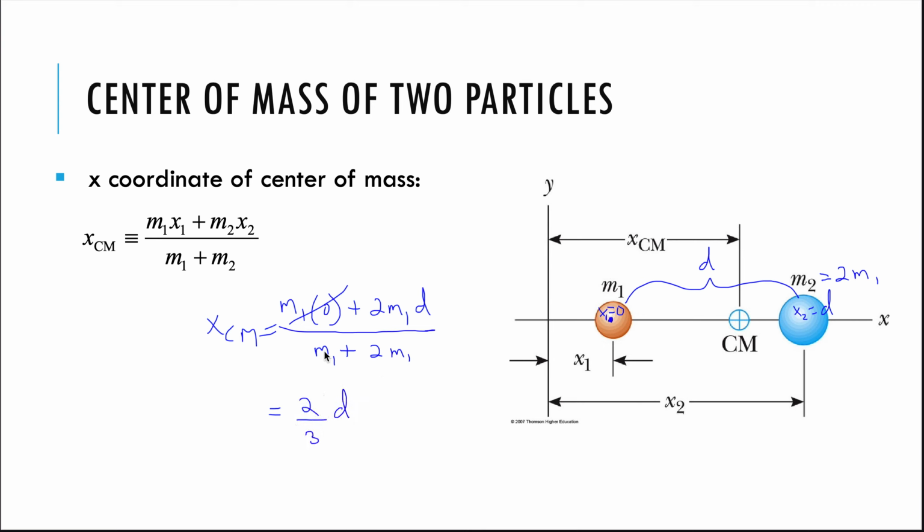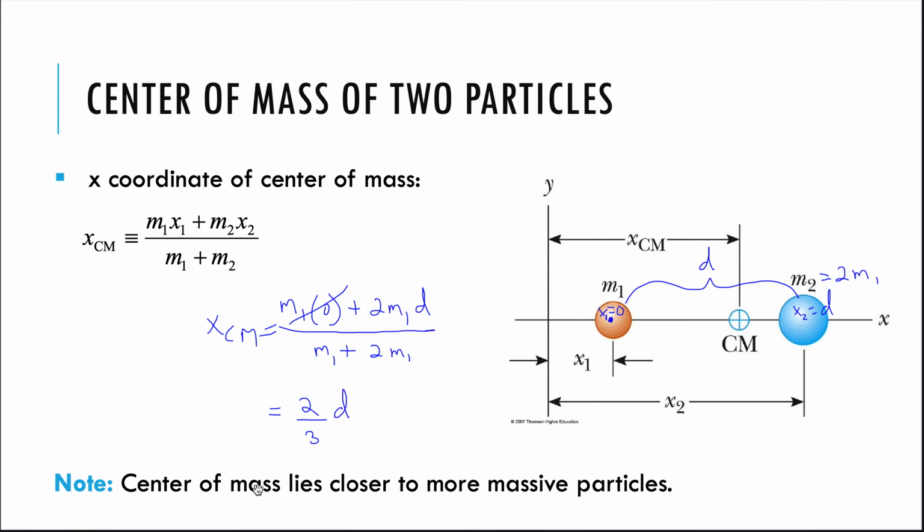So I just wanted to show a really quick example just so we could see, yes, indeed, the position of the center of mass is closer to the heavier object. It's not right in the center, it's not 1/2 d, it's 2/3 d. It's closer to the heavier object. And I do have that as a note for us: the center of mass lies closer to more massive particles. So this is how we calculate the center of mass if we just have two masses.